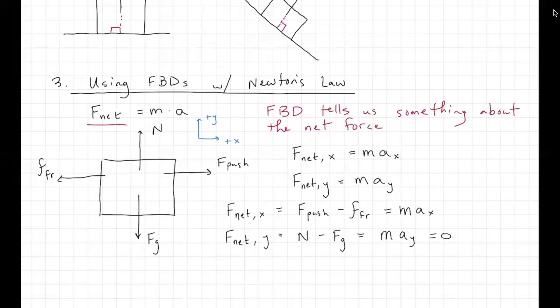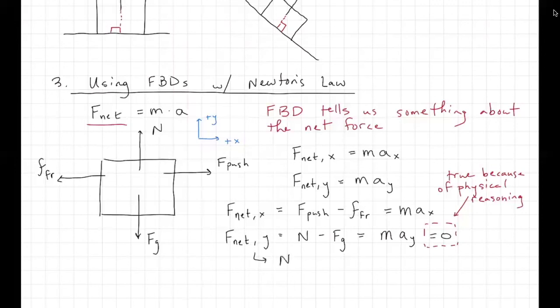So this is true because of the physics of this case, because of physical reasoning. That wasn't given in the problem. We just could figure that out from the statement of the problem. And if that's true, then we can know something else. So this y equation is telling us that the normal force minus the gravitational force is equal to 0. So in other words, the normal force here is equal to the force of gravity.